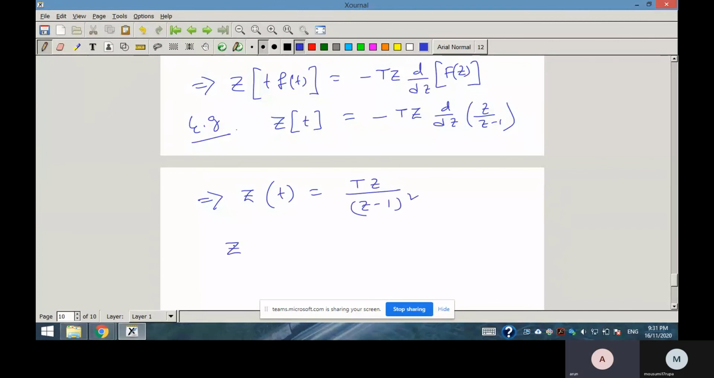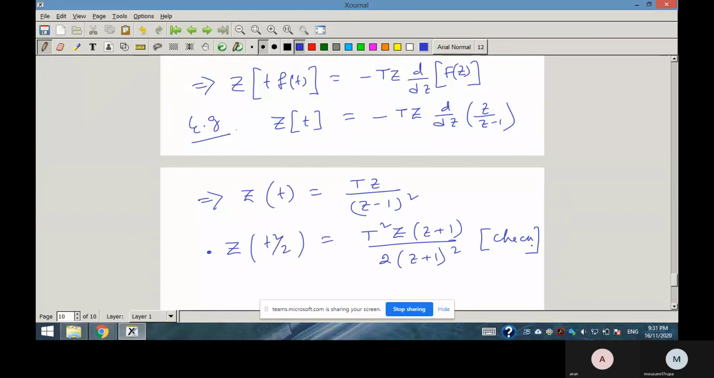Similarly, the Z transform of t square by 2, the parabolic signal, just verify, it is T square z into (z plus 1) divided by 2 into (z minus 1) cube. So please check it. Okay. So this is about the Z transformation of signals.